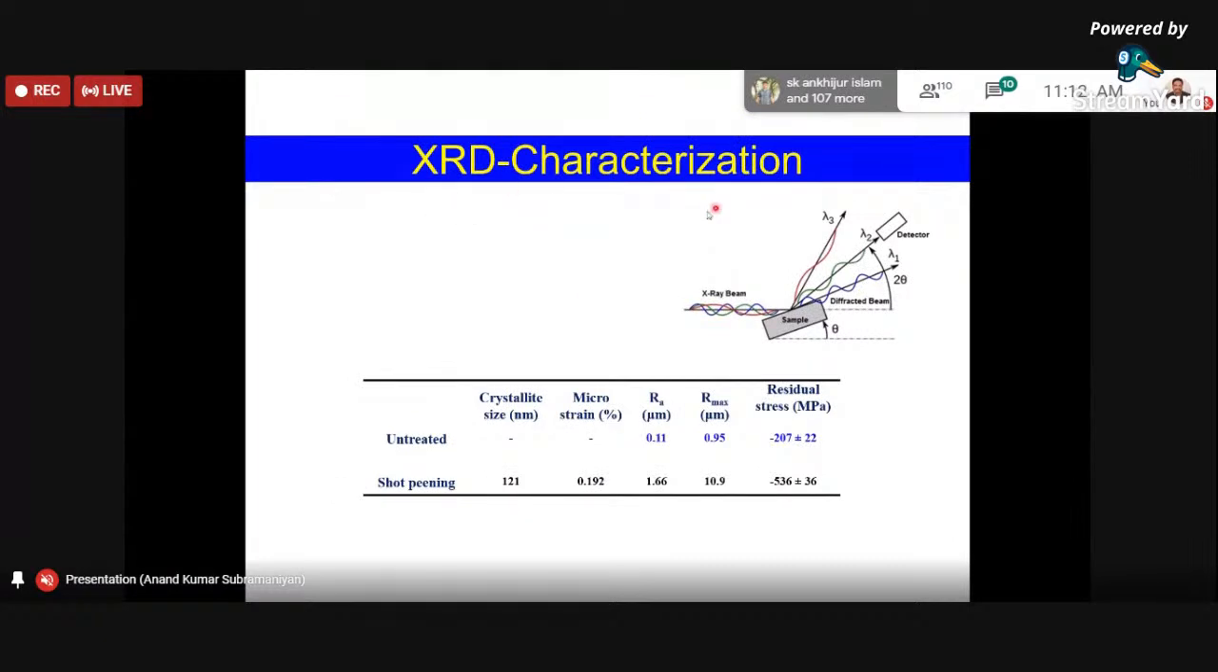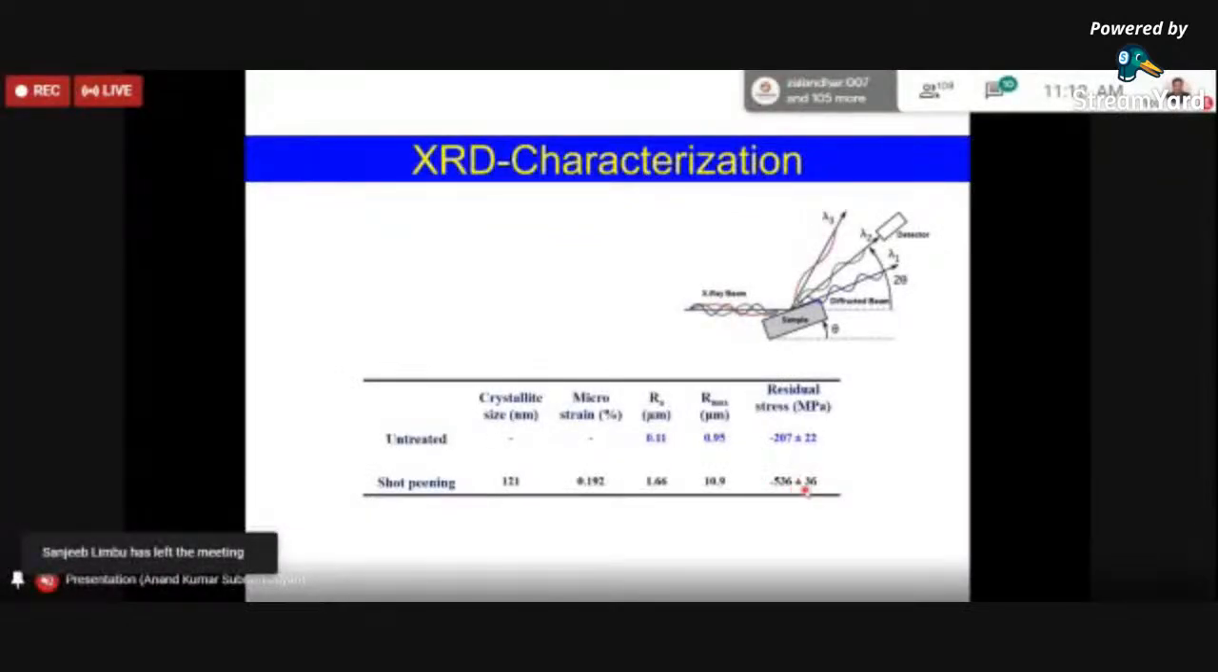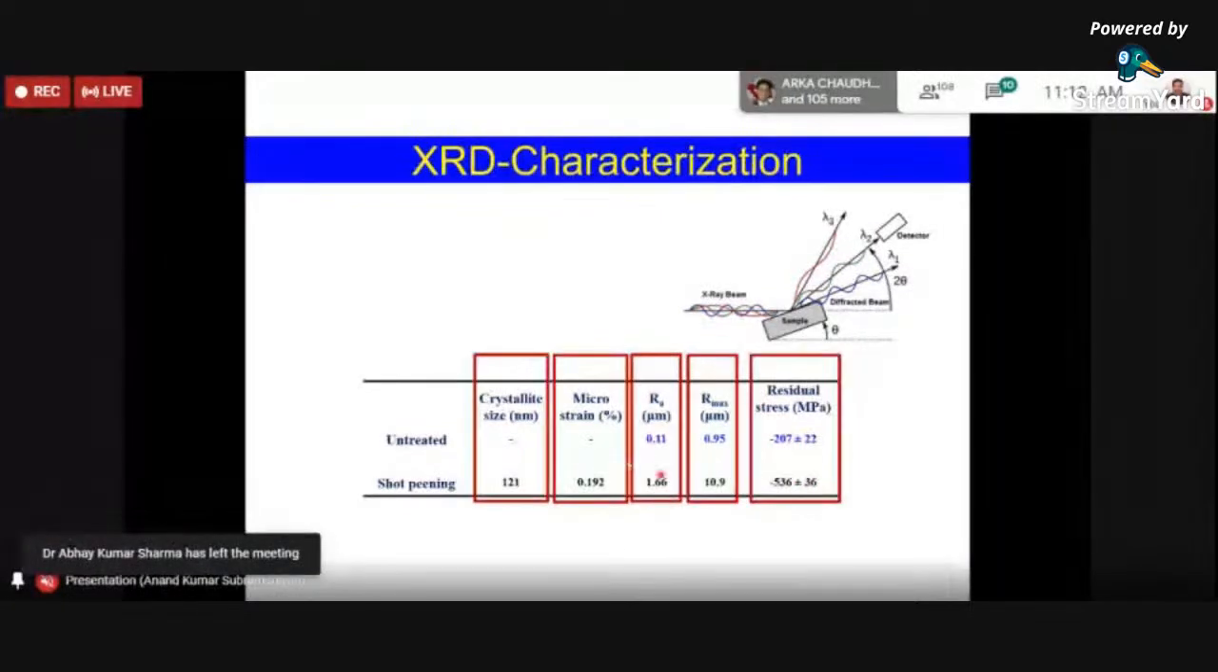And now one can do XRD characterization on this shot peened layer and compare it to the untreated sample, and you can find that the compressive residual stress is also increased compared to the untreated sample condition, right? So you can appreciate the difference the moment we do shot peening, with these changes from the microstructure to compressive residual stress.